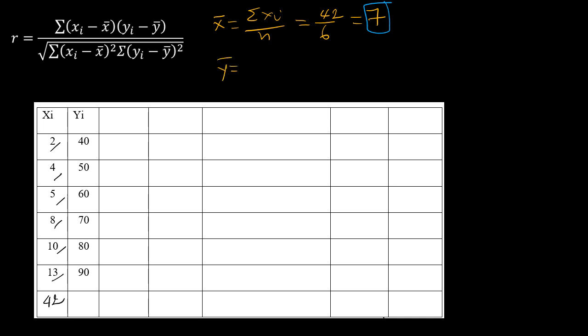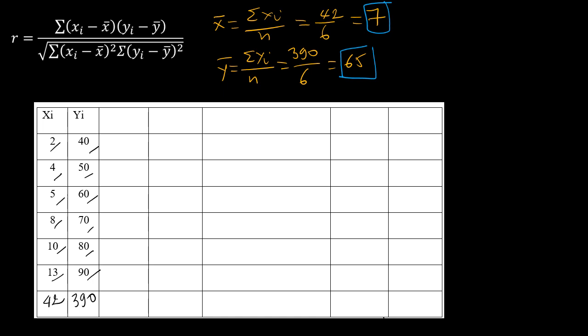The mean of y is the sum of y values divided by n. So here 40 plus 50 plus 60 plus 70 plus 80 plus 90, we're going to find here 390. 390 divided by 6, we find here 65. So here the mean of y is 65.